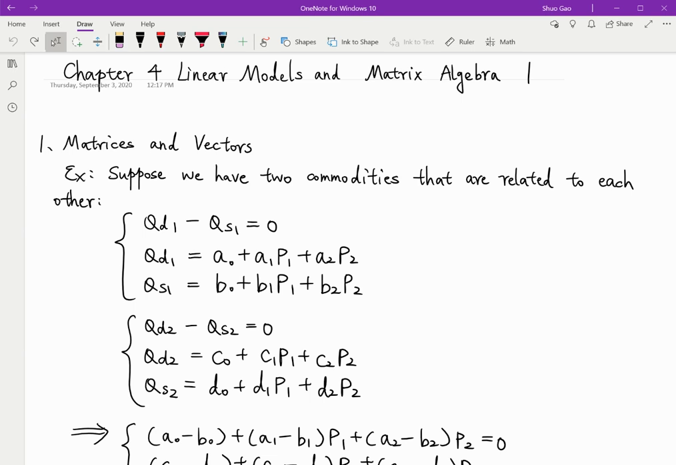So last time we talked about the supply and demand functions and also solved for the quantity and the price using simple linear equations. So in this chapter, we'll talk about more complicated problems. So first I'll tell you what matrices are and what vectors are.